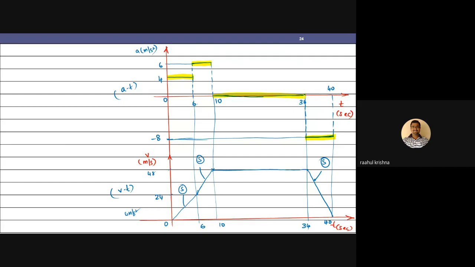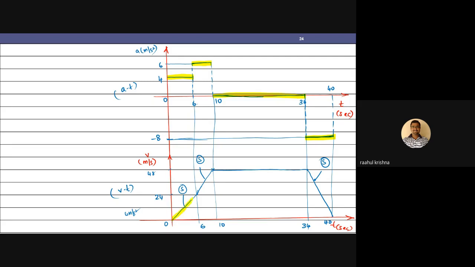Then I have a deceleration of 8 meters per second square. So below the x-axis, I'm showing 8 meters per second square. Okay, so at the end, this is my acceleration time graph. What about my velocity time graph then?